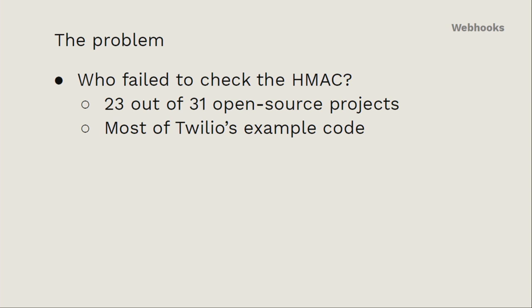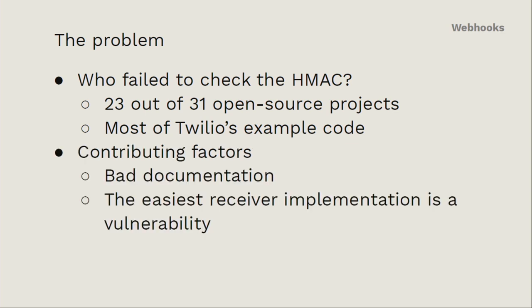And once I started poking around, it became apparent one reason why. Twilio's examples didn't check the HMAC either. Then setting aside the bad example code, there's also an architectural problem here. I argue that since the easiest way to receive an HMAC authenticated webhook is to disregard the HMAC, that's a design flaw. And I would also call it an inductive weakness.